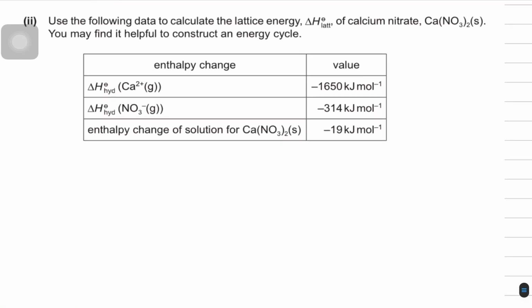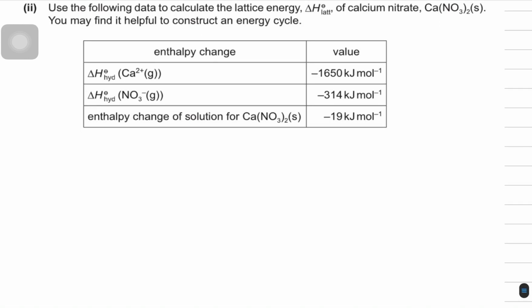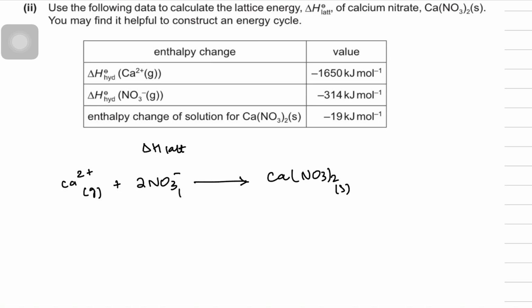Let's move to the other question: use the following data to calculate the lattice energy of calcium nitrate. You may find it useful to construct an energy cycle. We are doing it again for our practice, so the horizontal axis is for lattice energy. Lattice energy means you get calcium ions, you get 2 moles of nitrate ions because the formula involves them. You make 1 mole of calcium nitrate in the solid form and the ions were in the gaseous form. You call it the lattice enthalpy.